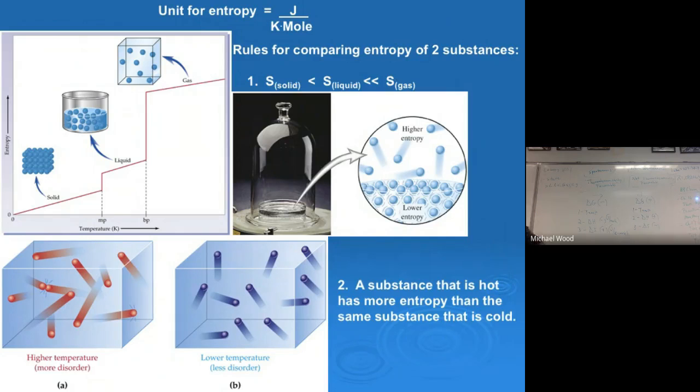Okay, then number two, and again, we're talking about unorganized disorder versus order. A substance that is hot has more entropy than the same substance that is cold. If something's hot, that means the molecules are moving faster and they're going to spread out more. There's going to be more disorder. So number two here would be the temperature. Hotter means that entropy goes up. So the first thing is the state. The second thing is the temperature.